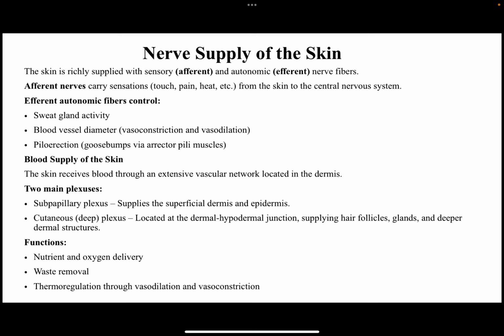For the nerve supply, we have two main plexuses. The subpapillary plexus supplies the superficial dermis and the epidermis. We have the cutaneous plexus, located at the dermal-hypodermal junction, supplying hair follicles, glands, and the deeper dermal structures. So the integumentary system functions in nutrient and oxygen delivery, waste removal, and thermoregulation through vasodilation and vasoconstriction. So this is basically the integumentary system.